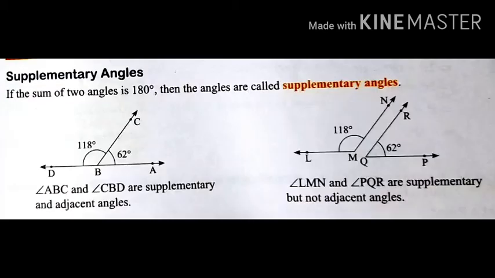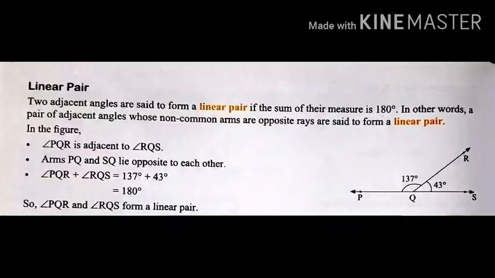Next is our supplementary angle. Supplementary angle is called so when the sum of two angles is 180 degree. And here in the first figure, DBC 118 and CBA 62, both are adjacent angles, and when you add these two angles, that gives you 180 degree. So we call it supplementary angles, that is supplementary with adjacent. But in the second figure, two angles are at different positions, they have no common arm between them, or are not lying in a straight line, so we call it supplementary angles but not adjacent angles because they have no common arm.